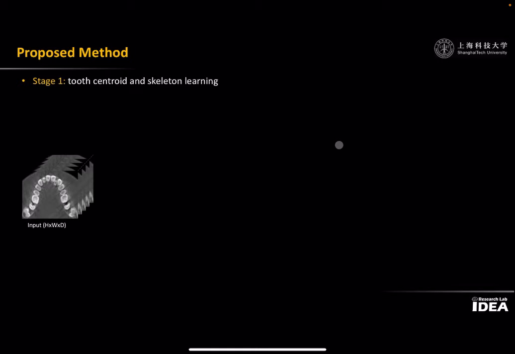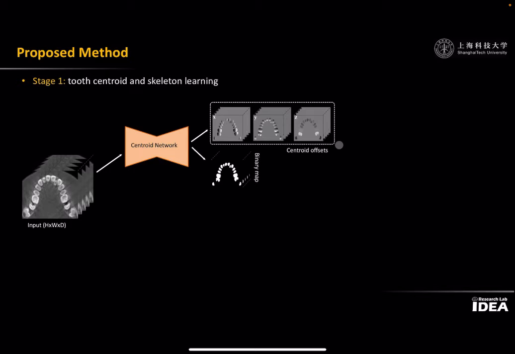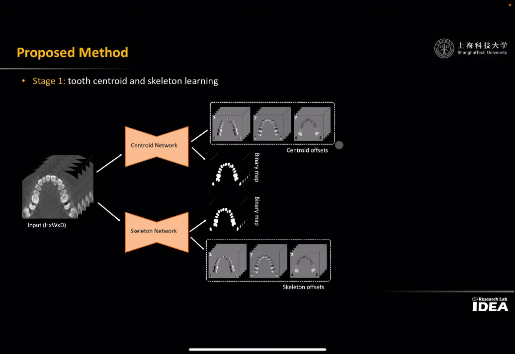In stage 1, with the input of a 3D CBCT image, we first design a central network to output the centroid offset and the binary map. The centroid offset is the vector from each tooth's voxel point to the corresponding central point, which is a 3D vector in x, y, z directions. The binary map indicates whether the voxel belongs to the tooth or not. Similarly, another subnetwork, the tooth scattering network, is also proposed to extract the 3D scattering offsets and binary map.